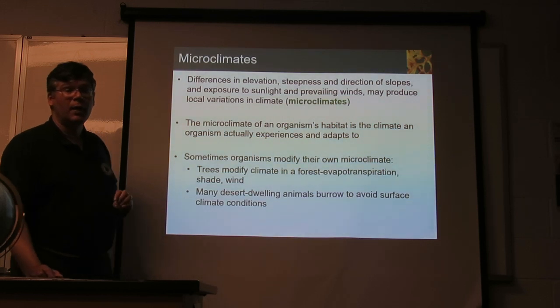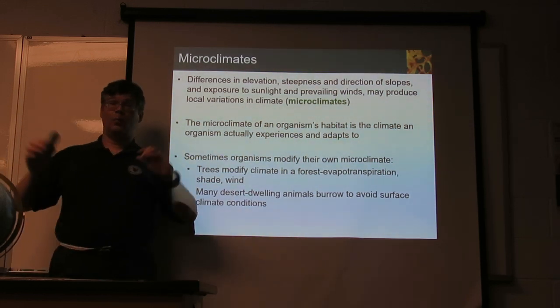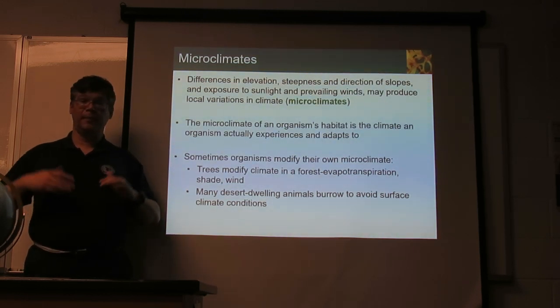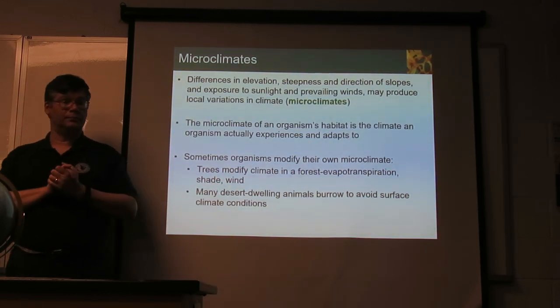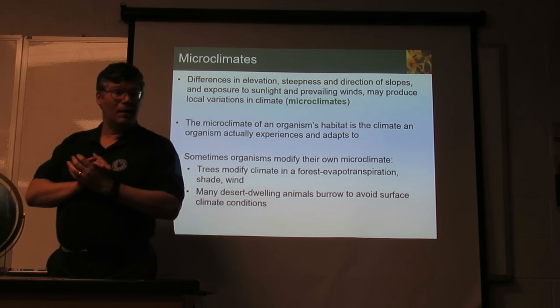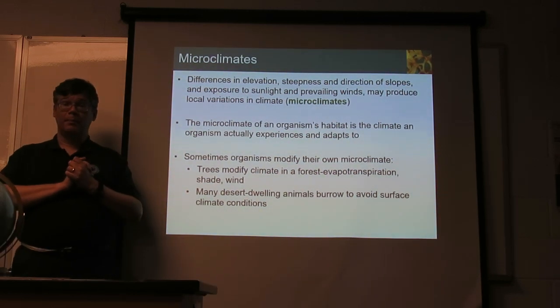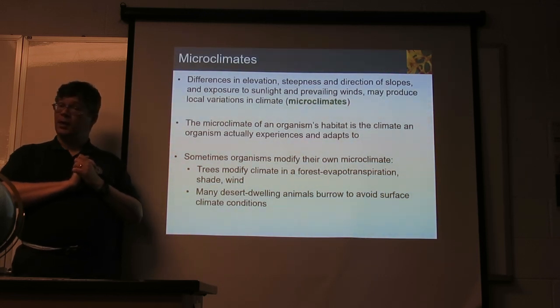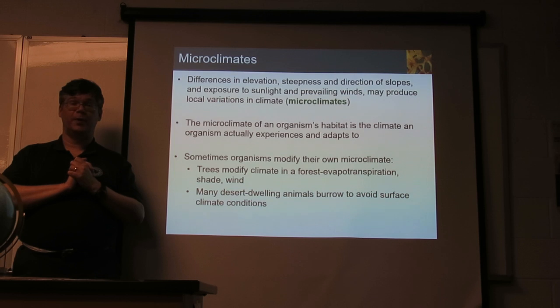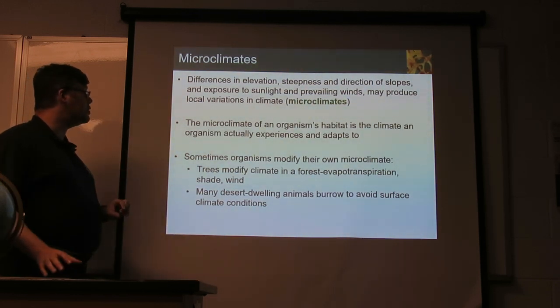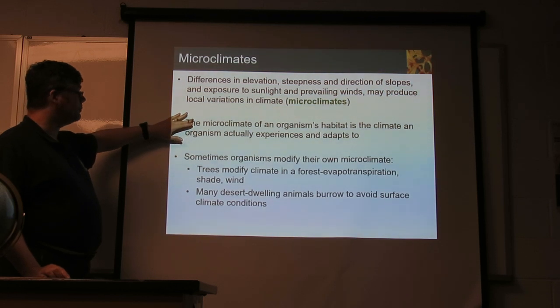So for example, the weather forecast says it's going to be sunny and say 33 Celsius, pretty warm out there. But that's not what something that lives in the woods in deep shade is going to experience. It's going to be somewhat cooler. So we're going to see these variations in the microclimate.